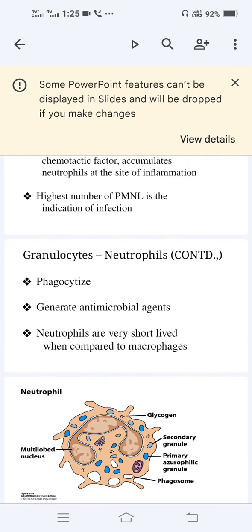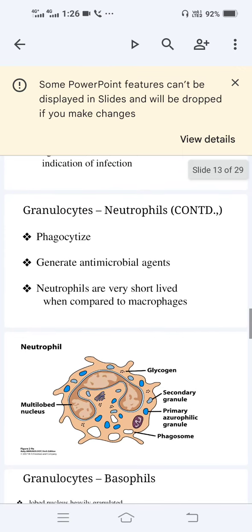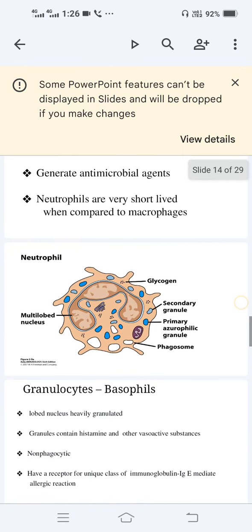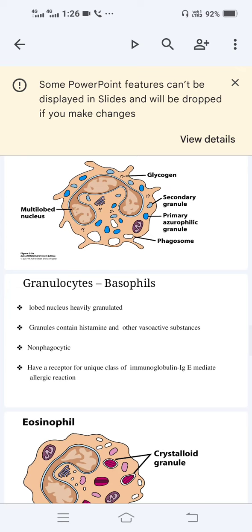Granulocytes are phagocytic in nature and generate antimicrobial agents. Neutrophils are very short-lived when compared to macrophages. And this is the neutrophil diagram.